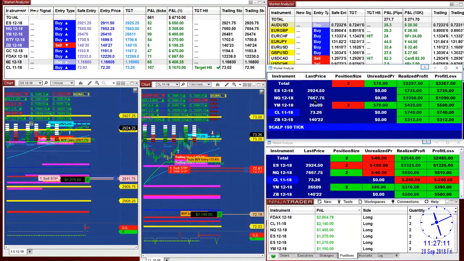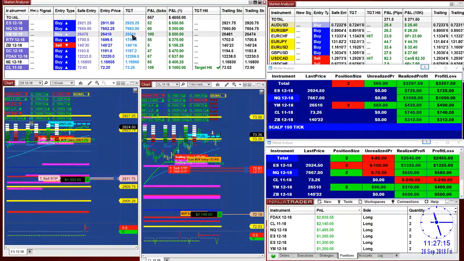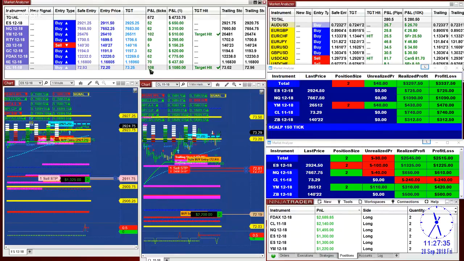We hit 100 ticks on the YM, 58 ticks on the Nasdaq, 51 ticks on the ES, and 106 ticks on the CL, and on the 30-year Treasury bond 5 ticks. Don't spend it all in one place.